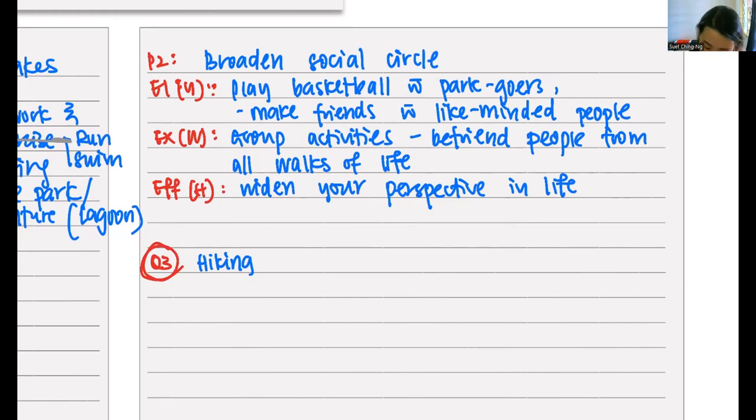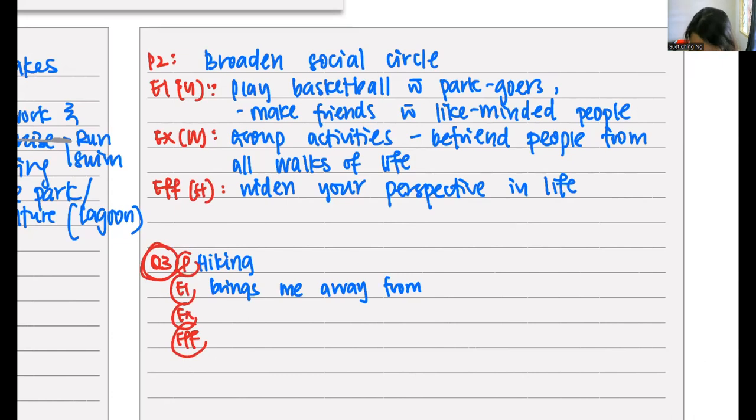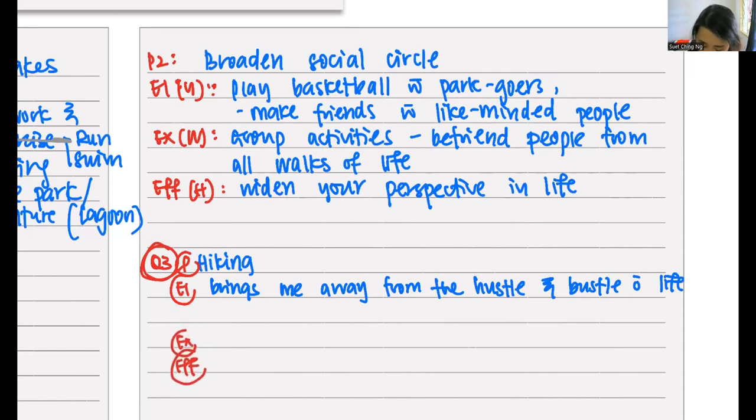At the end of the day, elaboration. Point, elaboration, example, effect. Hiking brings me away from the hustle and bustle of life. To be one with nature.